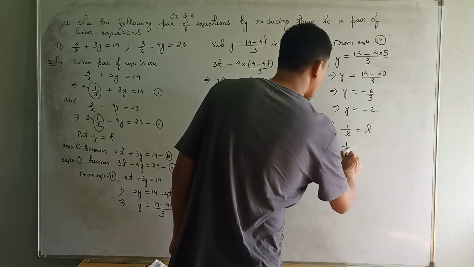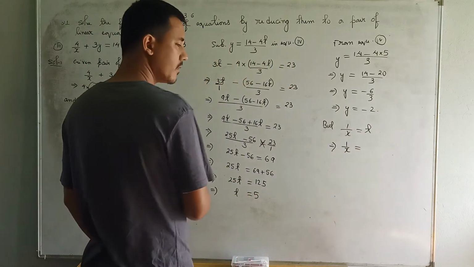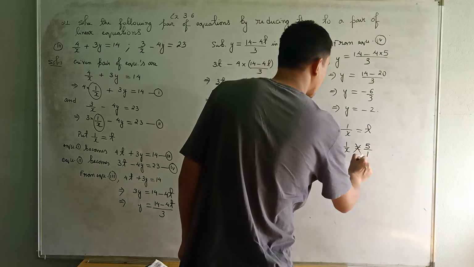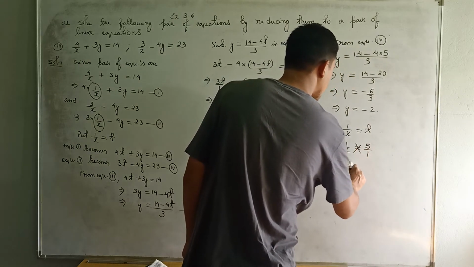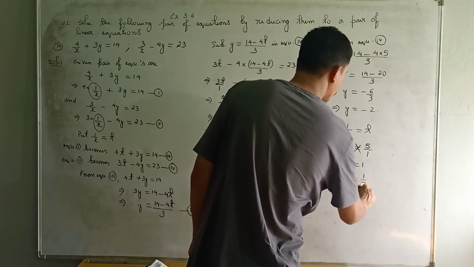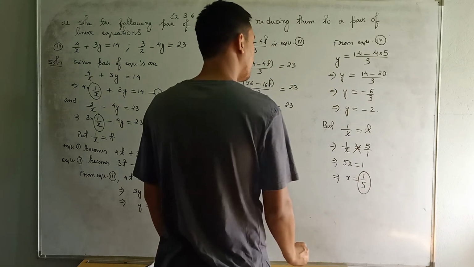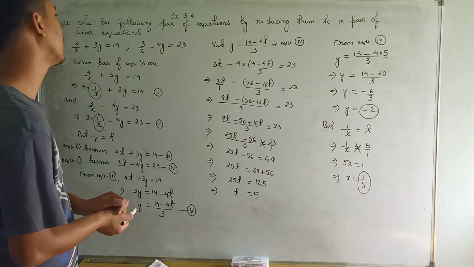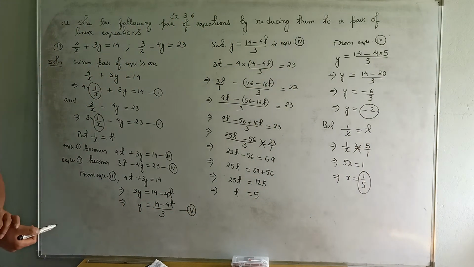So 1 by x equals to, what is your t? 5. So if we cross multiply, 5x would be 1. So x will be equal to 1 by 5. So x is equal to 1 by 5, y is equal to minus 2 is your solution for the given equations. Alright.